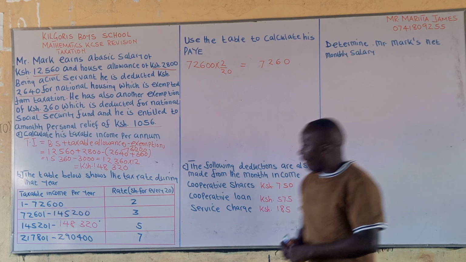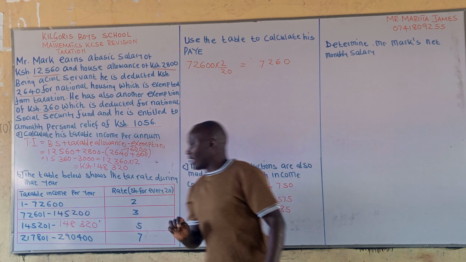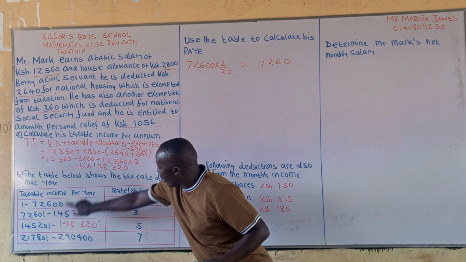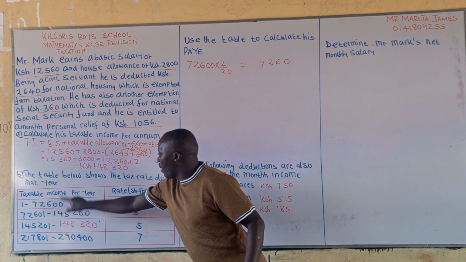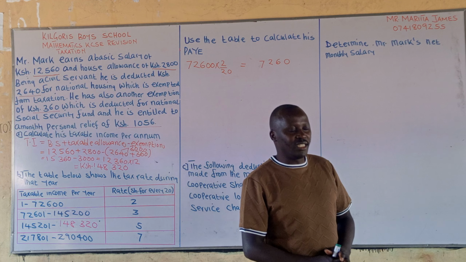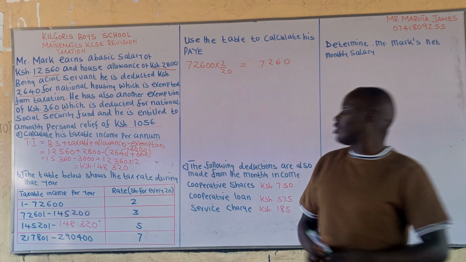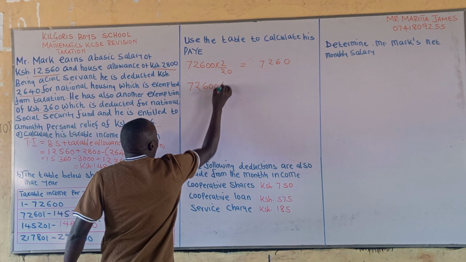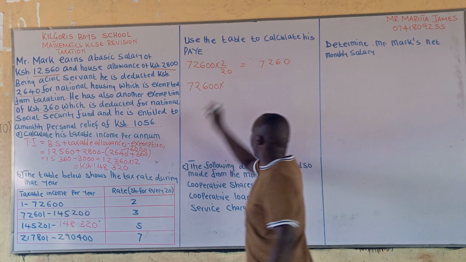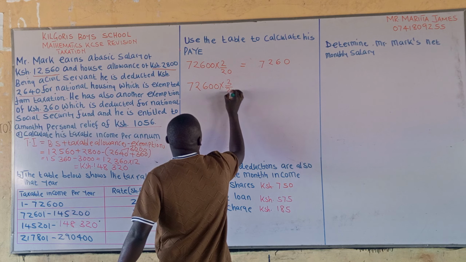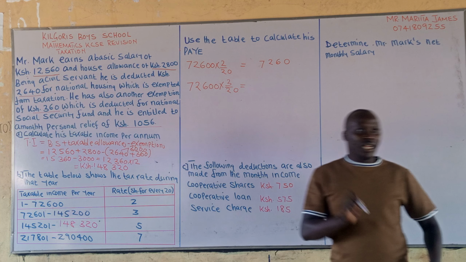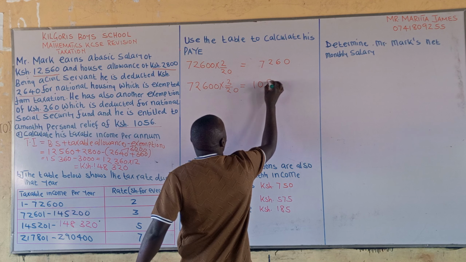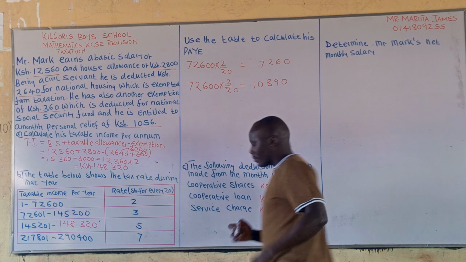The next is between 72,600 and 145,200. We subtract: 145,200 minus 72,600 remains 72,600. So we have 72,600 times the rate for every 20, which in that case is 3. Times 3 for every 20, that value you get as 10,890.